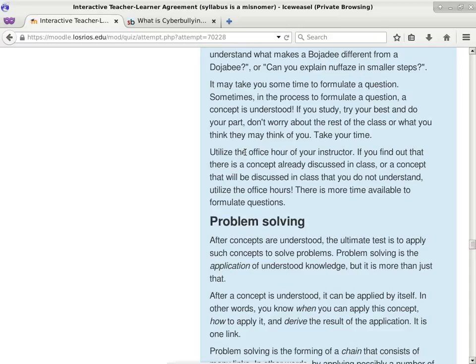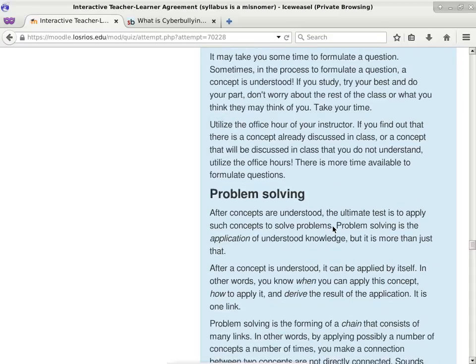Utilize my office hours. If you find there's a concept already discussed in class or something that will be discussed in class, but you're not quite getting it, come to my office hours. That is a really good way to use resources available to you, because it's one-to-one time, and the pressure to move on or to formulate a question really fast is completely gone, because most of the time I don't have anyone waiting for me in my office hours.